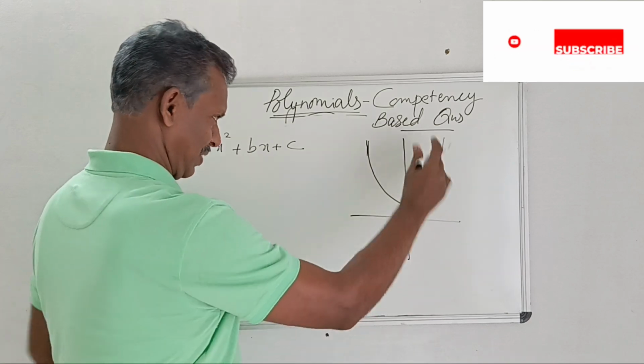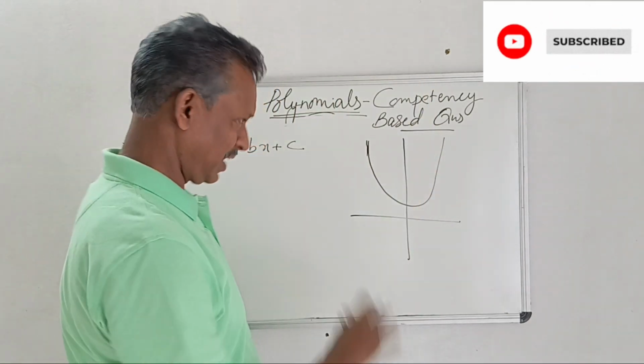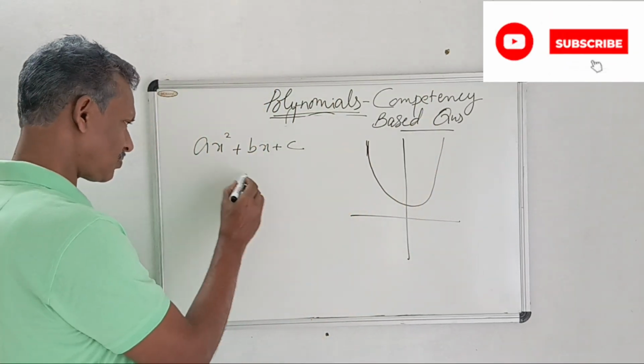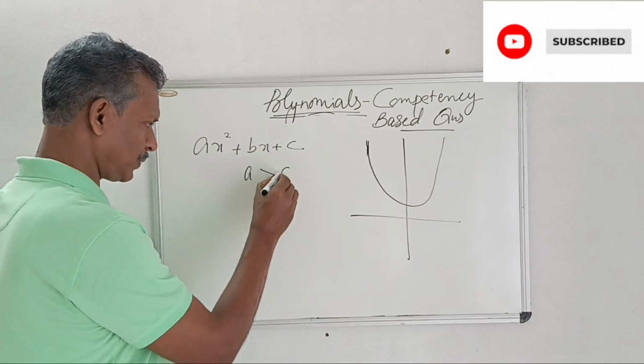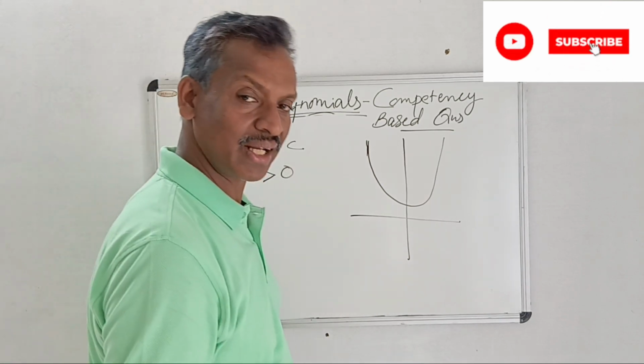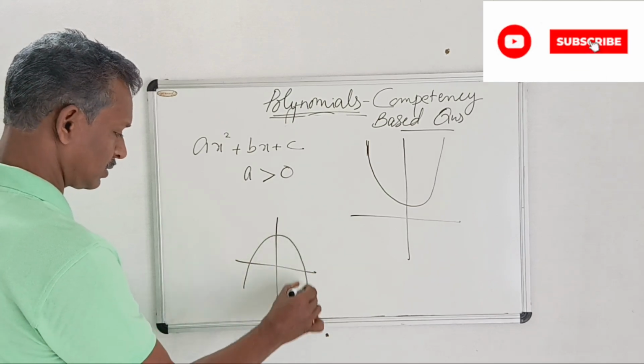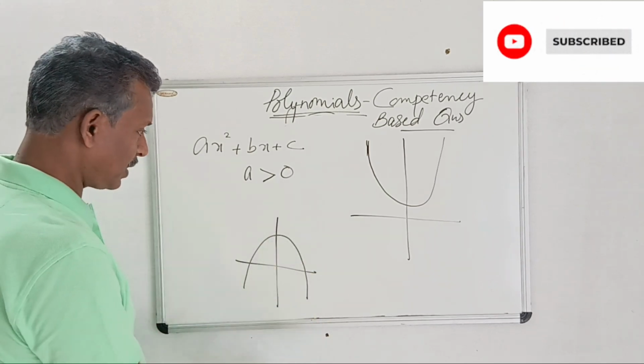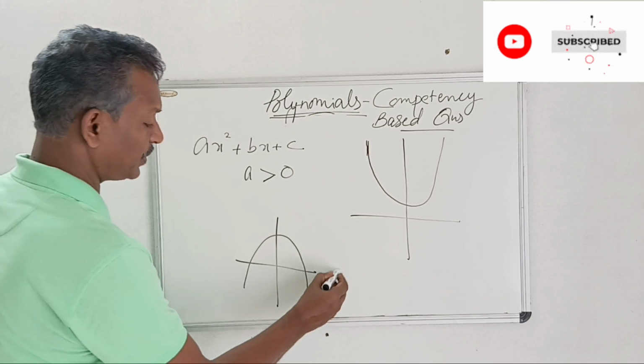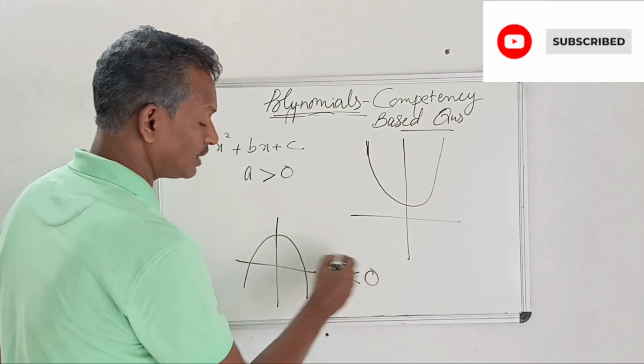Okay, when will the graph be opening upwards? When a is positive, a is greater than 0. When will the graph be opening downwards? When the coefficient of x square is less than 0, or we can say negative.